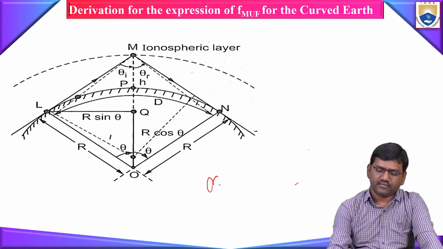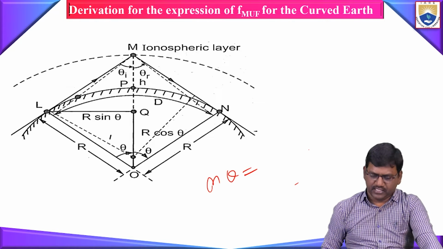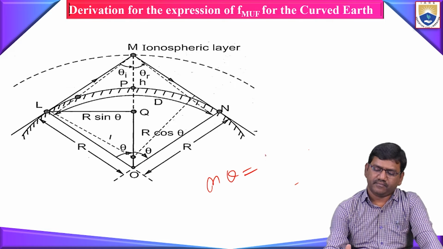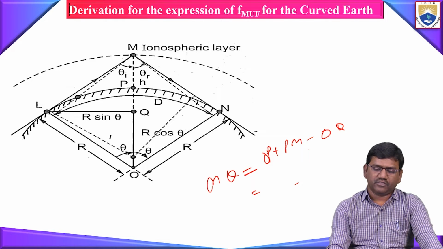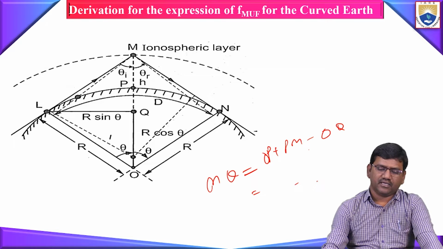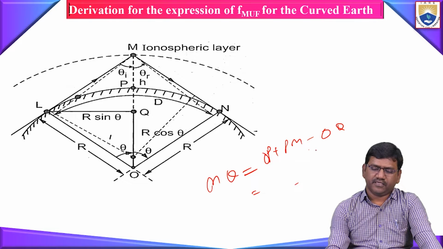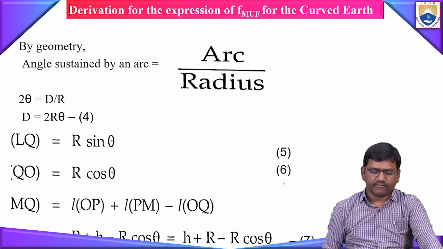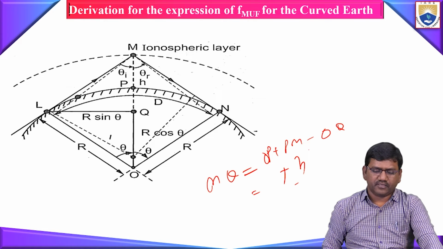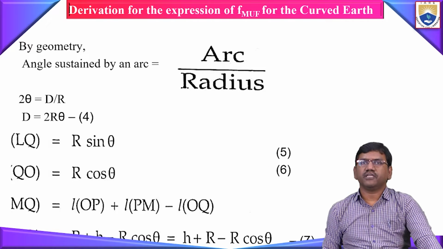We can find MQ from the figure. You can write MQ is equal to OP plus PM minus OQ. So we want to find out the value of MQ here. To find MQ, we can write OP, which is nothing but the total value of OP, plus PM, which is nothing but H. So the length of OP plus the length of PM minus the length of OQ gives the value of MQ.